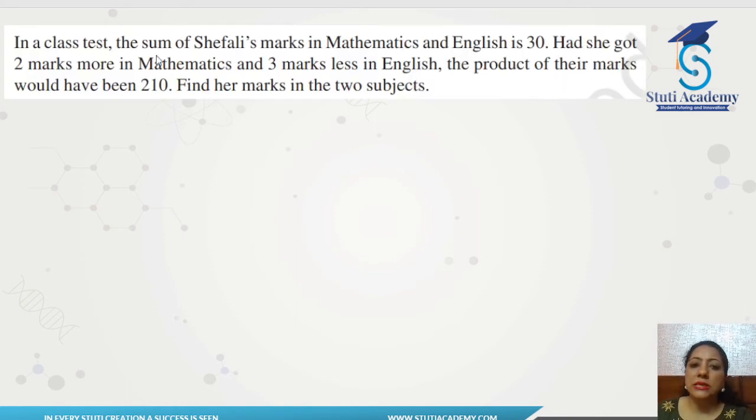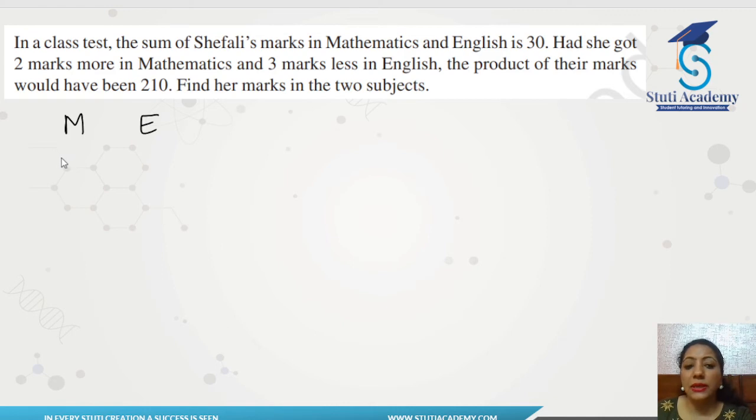Now in a class test, the sum of Shefali's marks in maths and English is 30. Had she got 2 marks more in maths and 3 marks less in English, the product of their marks would have been 210. Find her marks in the 2 subjects. So we have Shefali and she is given test for maths and English. In a class test, the sum of Shefali's marks in maths and English is 30.